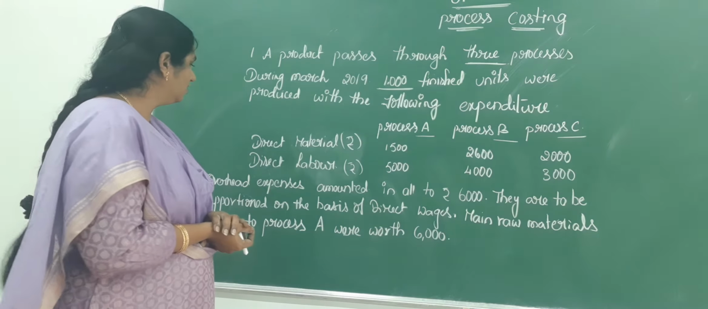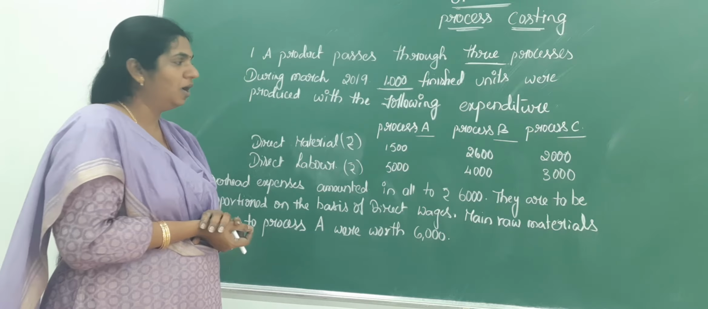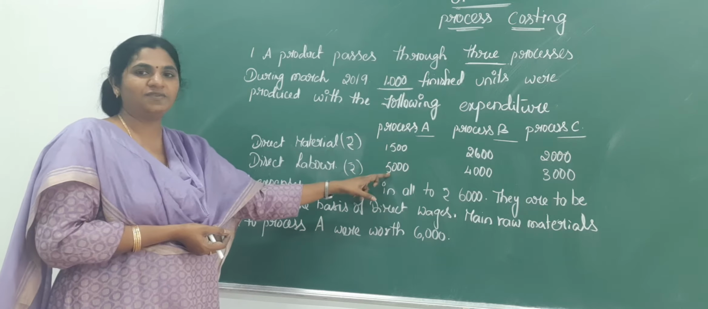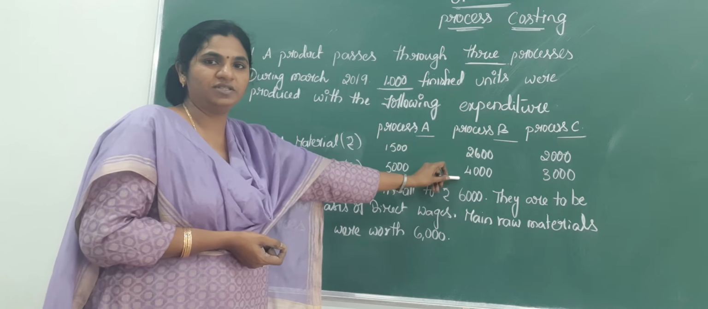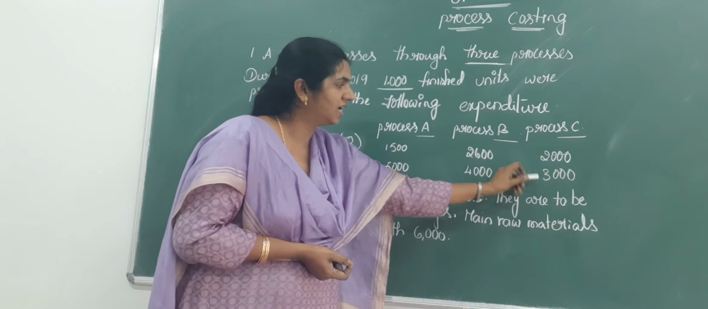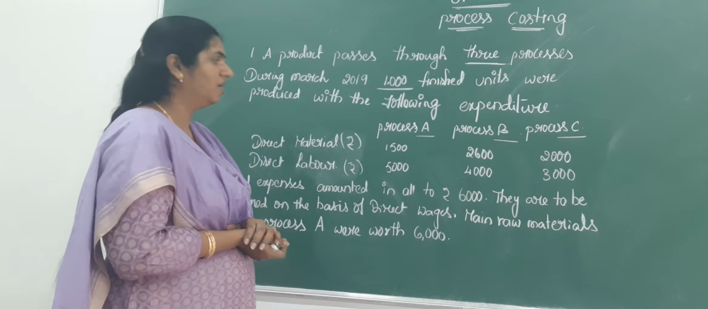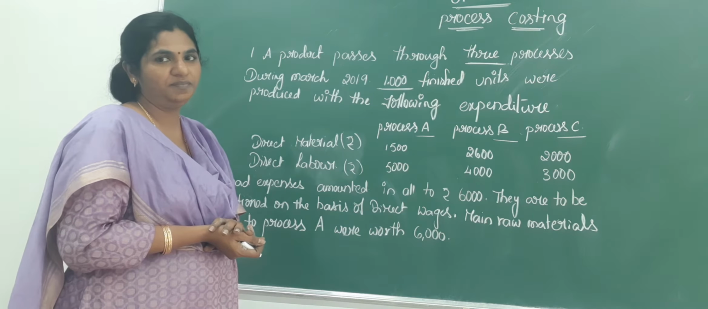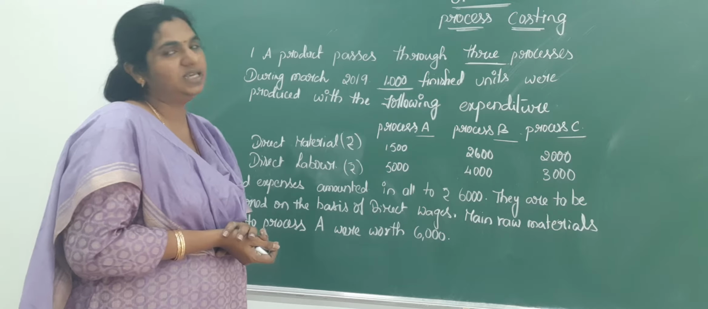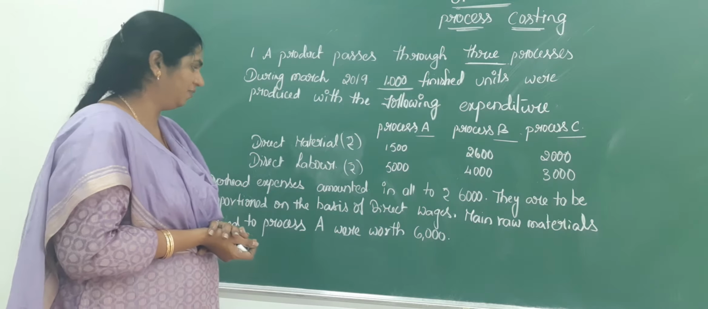Now let us focus on direct labor. Process A direct labor is 5,000. Process B direct labor is 4,000. Process C direct labor is 3,000. 5,000 for process A, 4,000 for process B, and 3,000 rupees direct labor for process C.